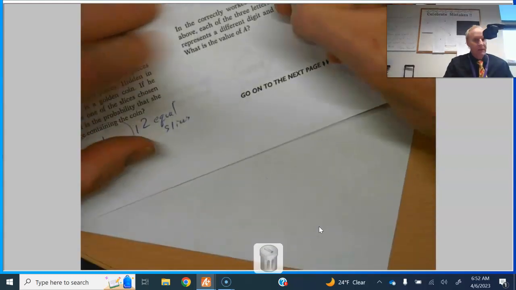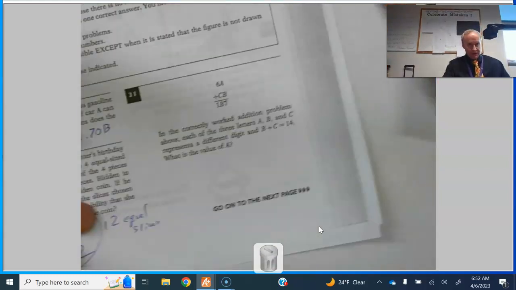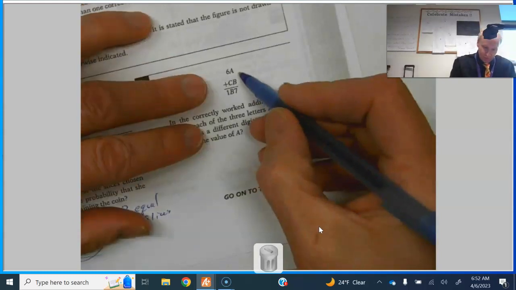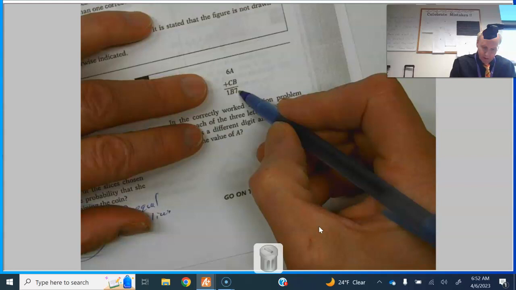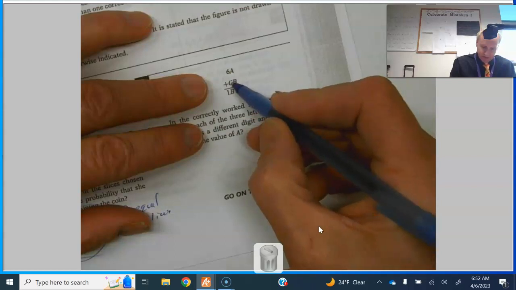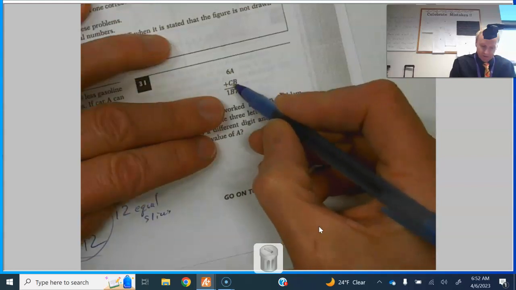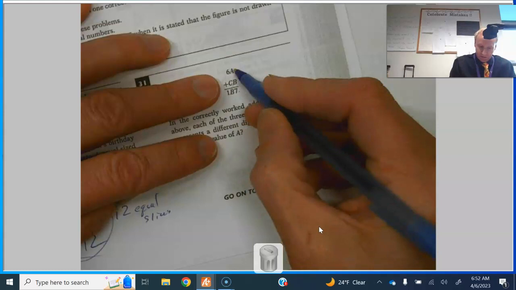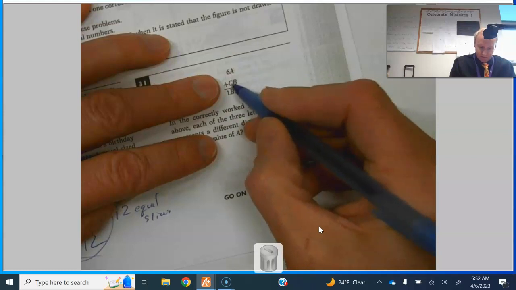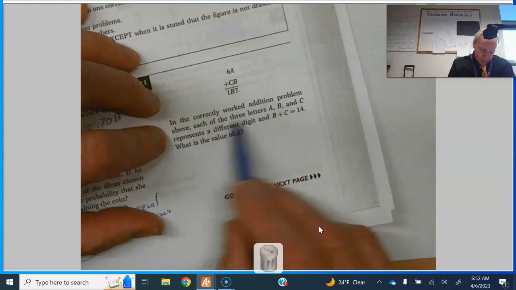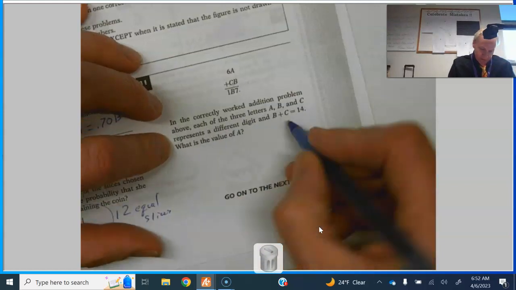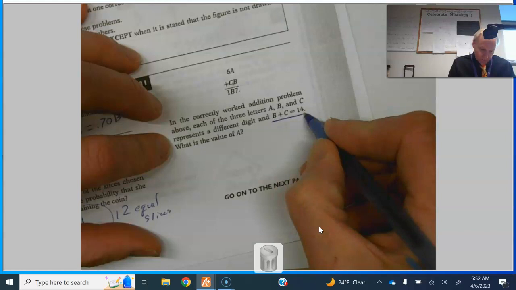All right. If you're not into puzzles, you're going to have a little trouble with this. First of all, A plus B is equal to 7, and 6 plus C is equal to B. So C is 5 or 6 or 7 or 8 or 9. These are called digits. A is a digit, C is a digit, B is a digit. This is a correctly worked problem. The 3 letters A, B, and C represent different digits, where B plus C equals 14.